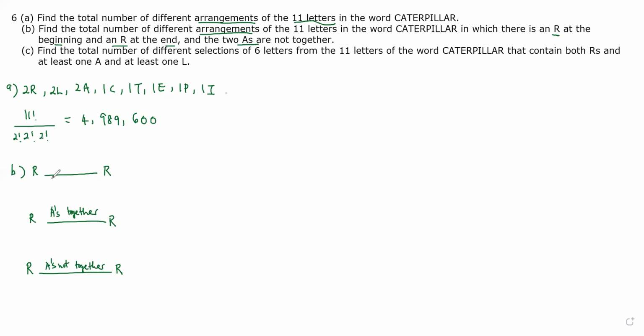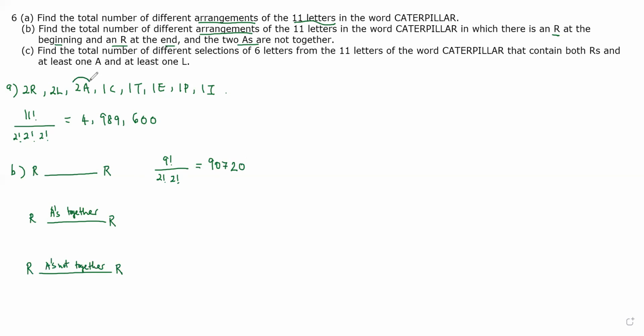So for this case here, an R at the beginning and an R at the end, there's only one way to make this arrangement. From 11, we have 9 letters else to arrange. So the R's are gone. The repeated letters are L and A. We divide by 2 factorial and 2 factorial. That gives us 90,720.